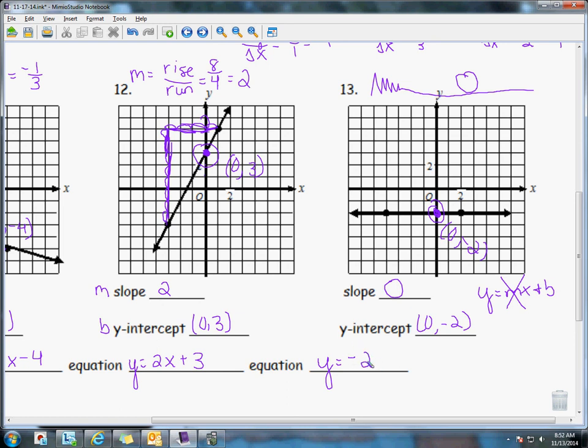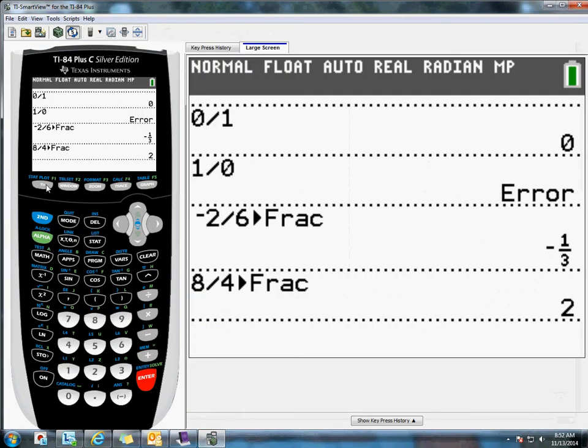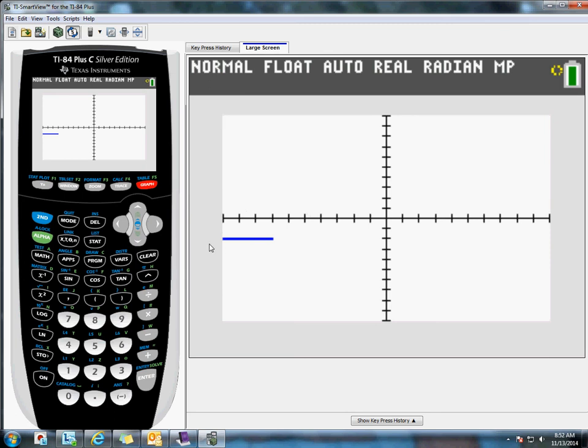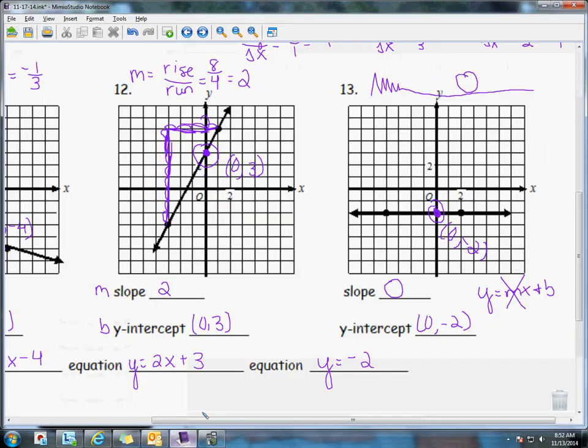And again, a way you can check this, go to y equals, type in the equation, y equals -2. There's not an x, nothing in there, hit graph. Straight line that goes right here through -2 on your y-axis. Check your graph. You have a straight line that goes right here through -2.